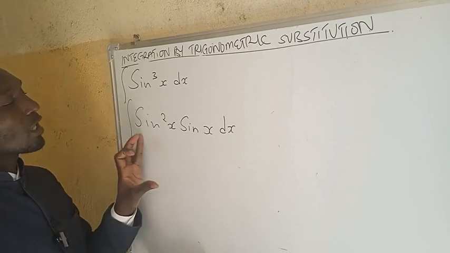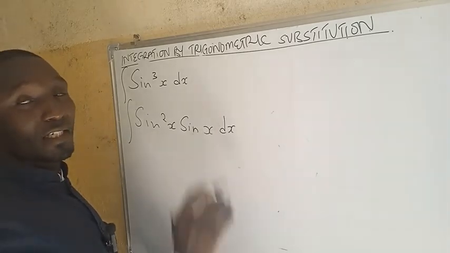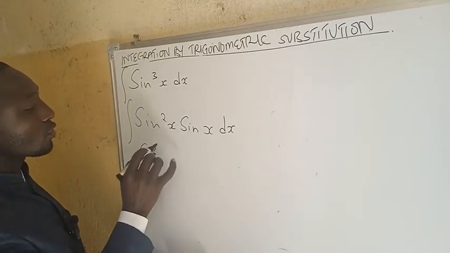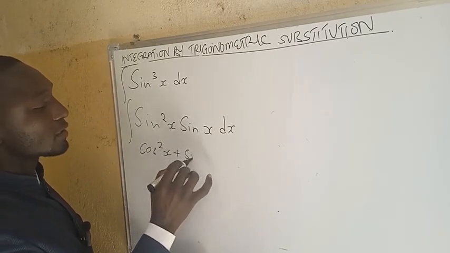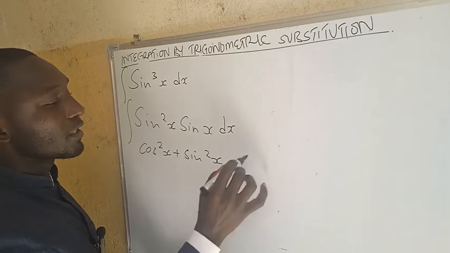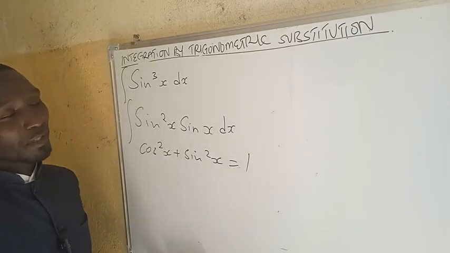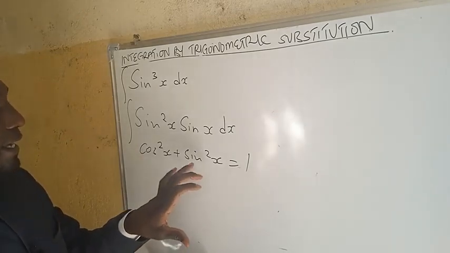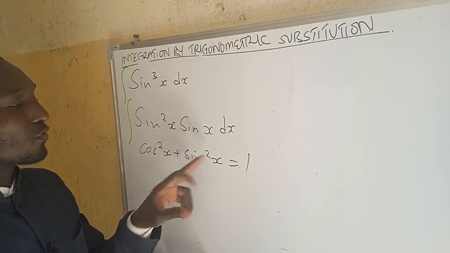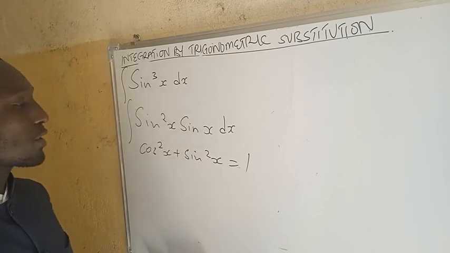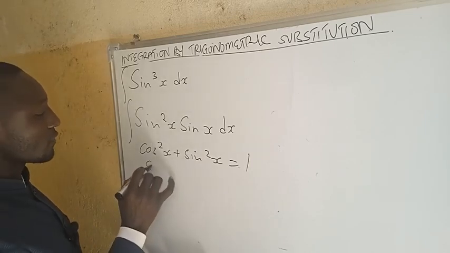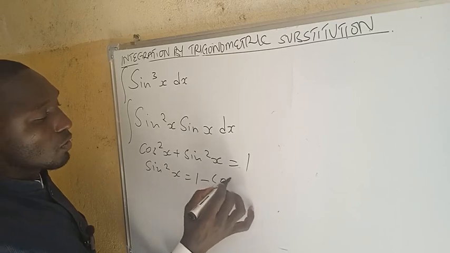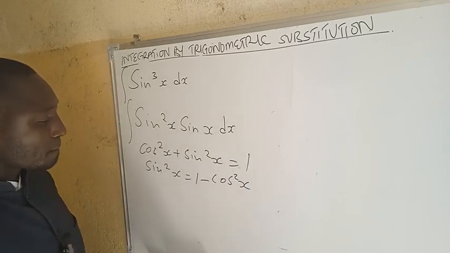Now, again, we are going to use one of the trigonometric identities, whereby cos squared of x plus sine squared of x equals 1. Hope you remember this identity. Now, we are going to make sine squared of x the subject of this formula. So we have sine squared of x is equal to 1 minus cos squared of x.